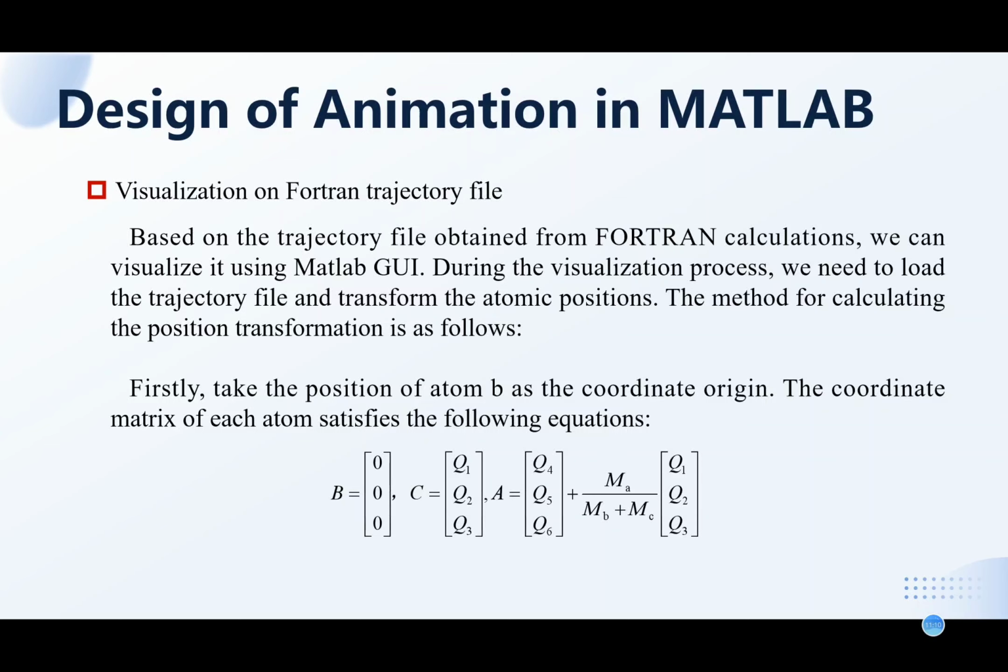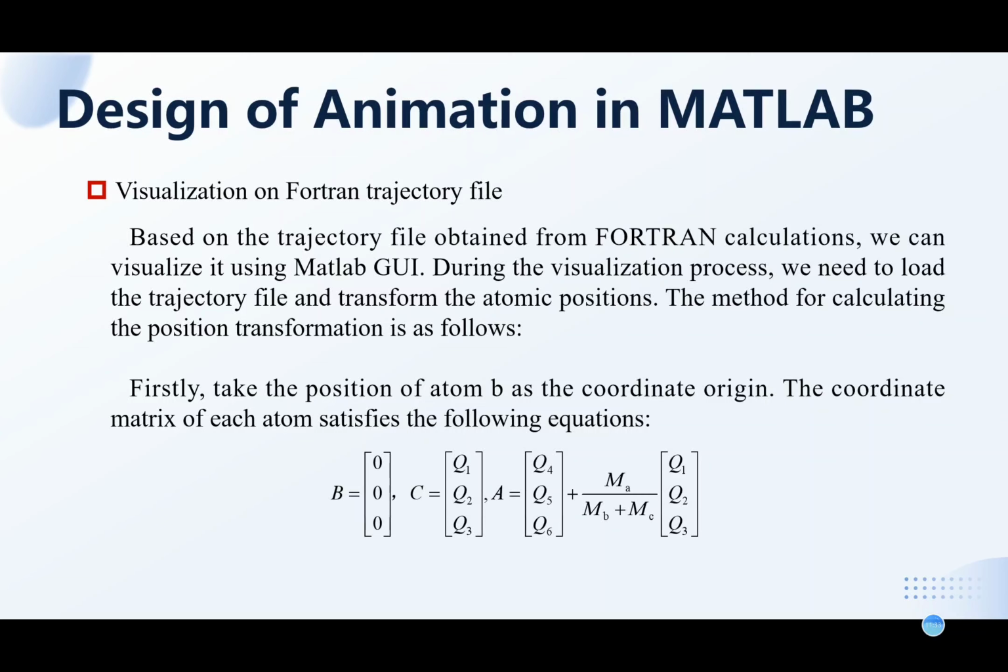Based on the trajectory file obtained from Fortran calculations, we can visualize it using Matlab GUI. During the visualization process, we need to load the trajectory file and transform the atomic positions. The method for calculating position transformation is as below.